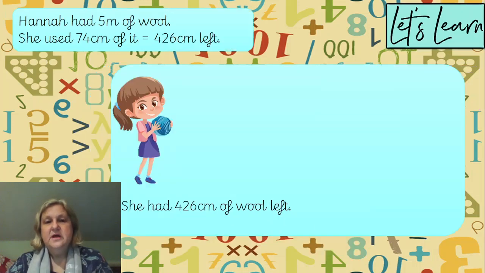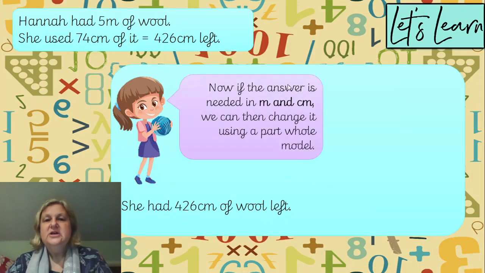Now, supposing this person or whoever set this question has said, we want the answer, could be really fussy, we want the answer in metres and centimetres today. Can you put it back into metres and centimetres? Well, we can do that. We're amazing at this now.